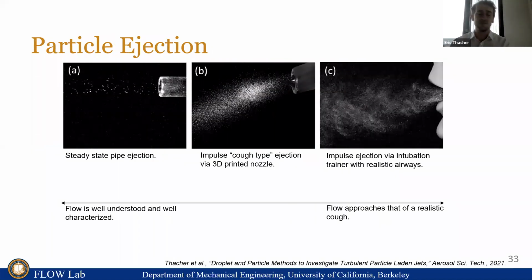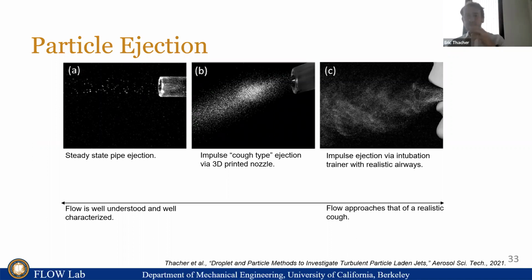There are many different ways that we could eject the particles. You can see the spectrum here, and this isn't a complete spectrum, because if we kept going we could have a fully realistic cough, somebody actually coughing, but that's not particularly repeatable. So what we wanted to show here was mechanically generated flows, beginning with steady state pipe ejection, which is a well understood flow. It doesn't really have much to do with a cough, but it's well understood.